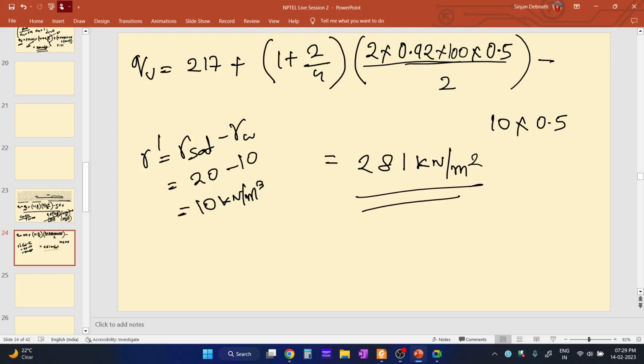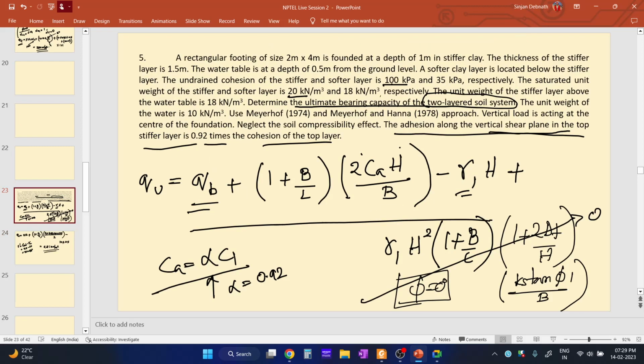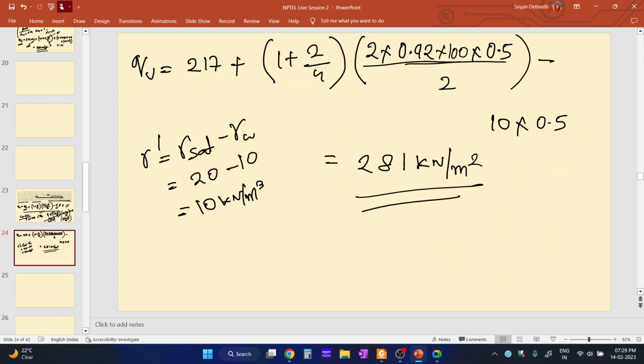Now one thing you should remember, that is the equation, the ultimate bearing capacity of the two layered soil system, this whole thing should be less than the bearing capacity of the top layer. That means this whole thing should be less than qt, the bearing capacity of the top layer. Now we will check. So this is the value of qu.